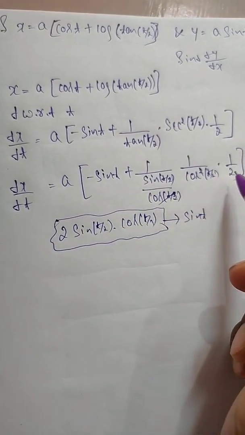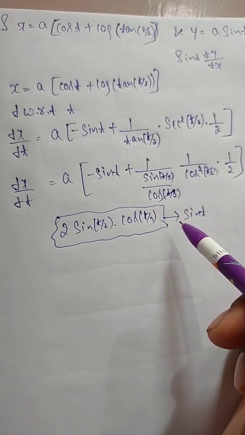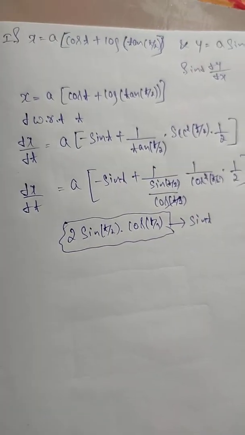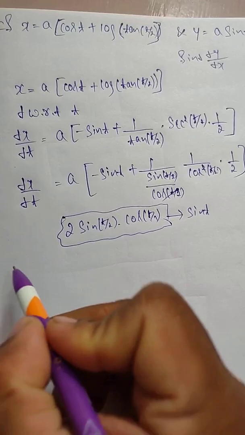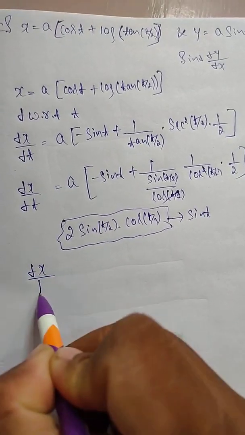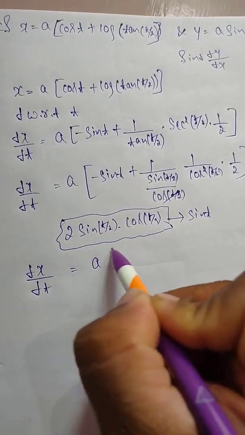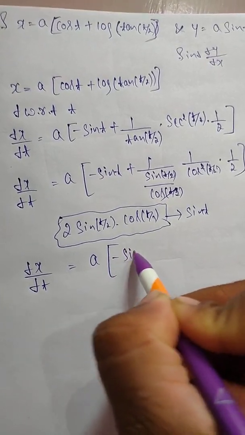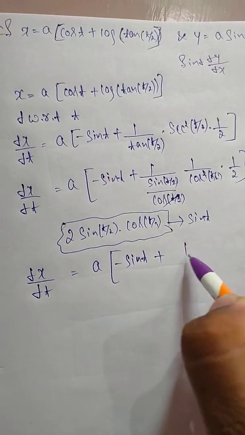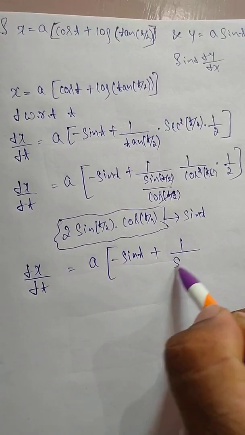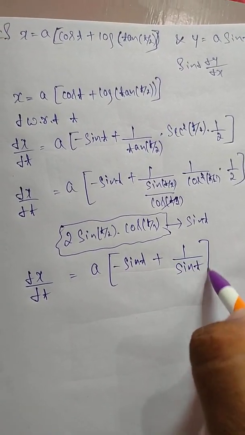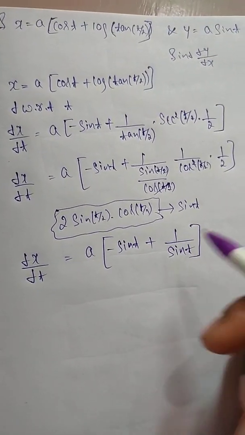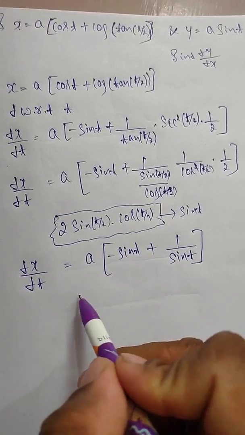So in the denominator, this term is written like this. Now dx by dt is equal to a into minus sin t plus 1 by sin t, since the denominator is replaced as sin t. Is it clear? Now what is the LCM now?